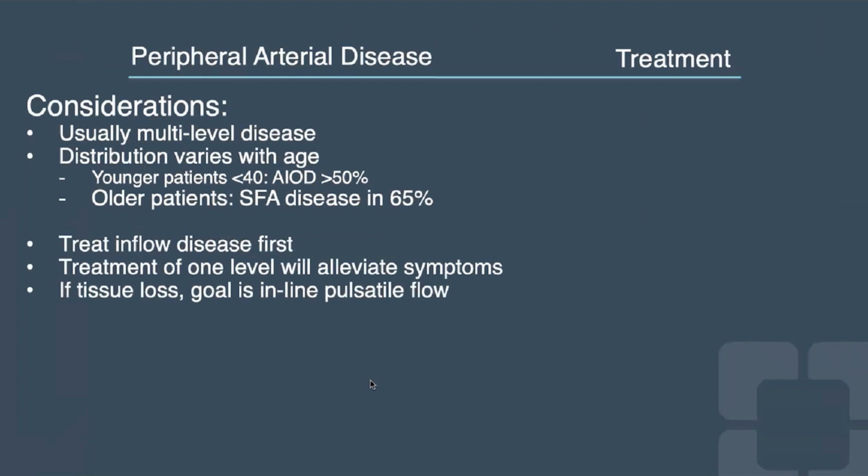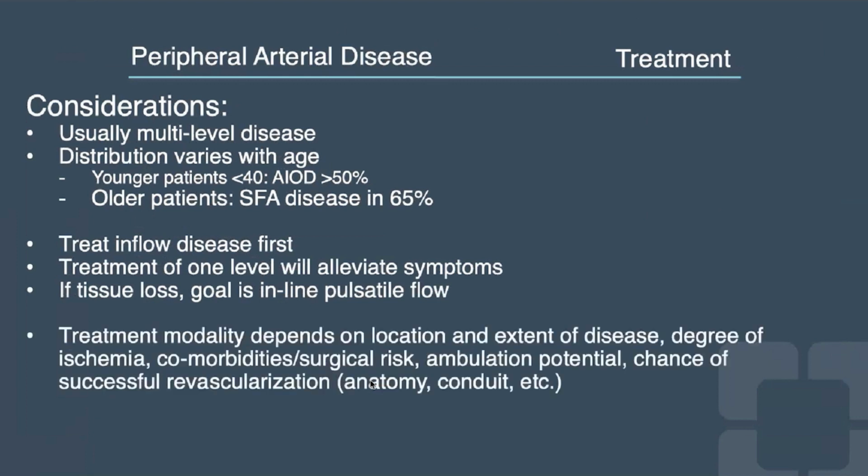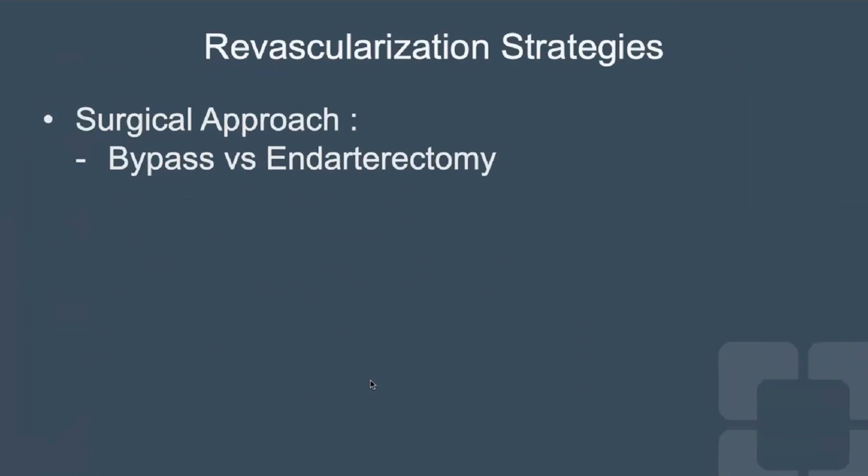If these patients have tissue loss, ulcers in their toes, the goal is inline flow to the foot. So there should be opening of the inflow, like iliac or femoral, and there should be a bypass to that lower extremity to try and get flow directly to the foot for healing. Otherwise, they're at increased risk of limb loss. So the treatment modality, there's no perfect treatment in peripheral arterial disease for every person. It all depends on location, extent of disease, degree of ischemia, and it's really a customized approach to every patient. What are our strategies?